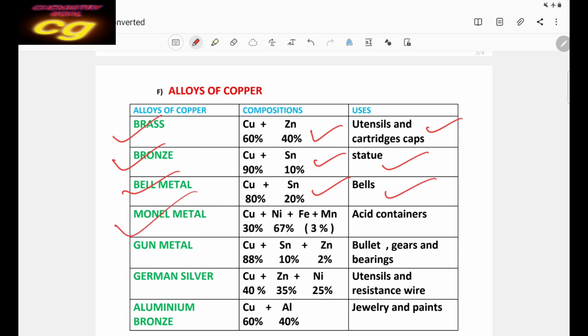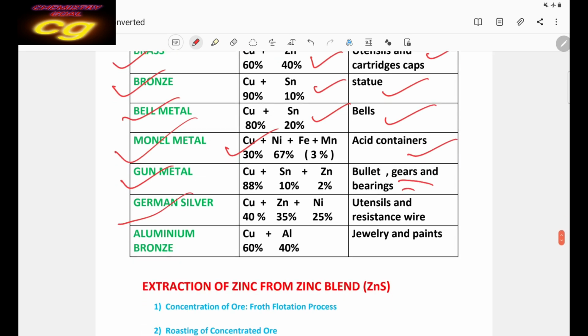Monel metal is copper, nickel, iron, and manganese, mainly used for acid containers. They do not react with acids. That is monel metal. Then gun metal is copper, tin, and zinc, mainly for making bullets, gears, and bearings. Then German silver is copper, zinc, and nickel, with different percentages, used for utensils and resistance wire. Then aluminium bronze, that is copper and aluminium, used for jewelry and paints.